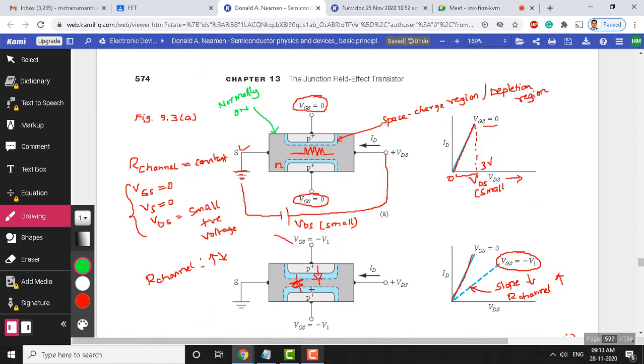What happens when positive values of VGS are applied? Any guesses here? Say VGS is equal to 2 volts, or 1 volt, 2 volts, 3 volts. If you go in the positive direction, what is going to happen?